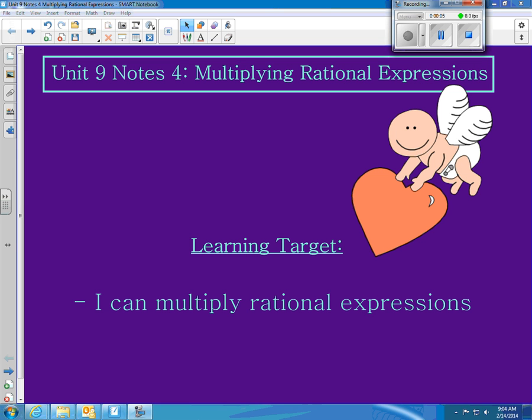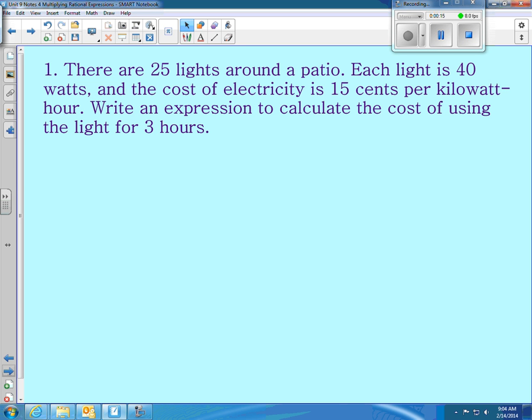We're going to cover Unit 9, Notes 4, Multiplying Rational Expressions today. Happy Valentine's Day. Our learning target today is I can multiply rational expressions. So let's start out with a real-world example, and we're going to use the idea of multiplying rational expressions with some labels.